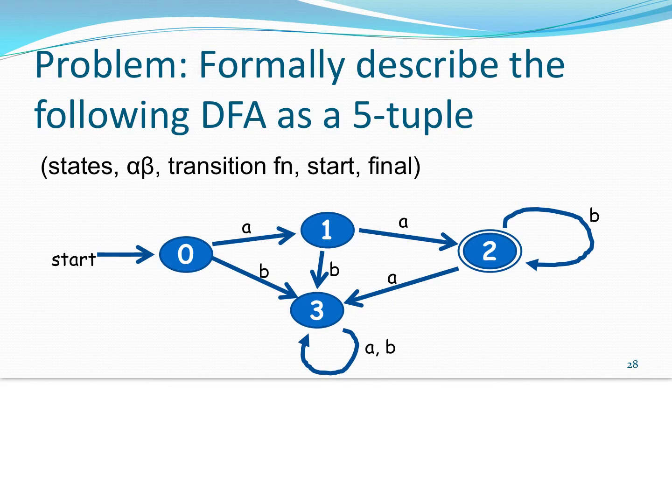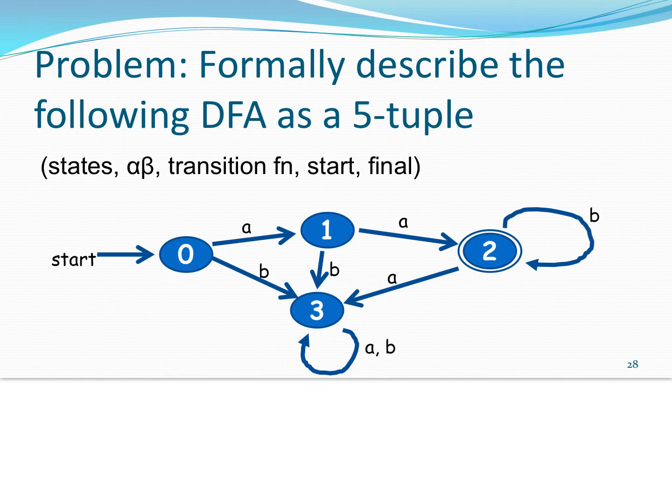So here's a sample problem. Describe this DFA formally as a 5-tuple. And I've just reminded you here, because it's the first one, first the states, then the alphabet, then the transition function, the start, and the final. So let's see what we get.